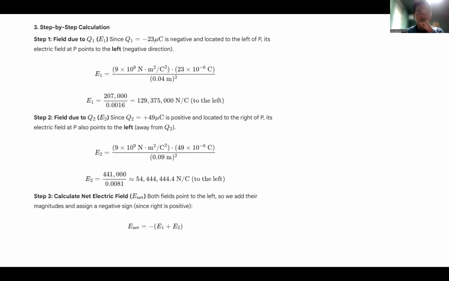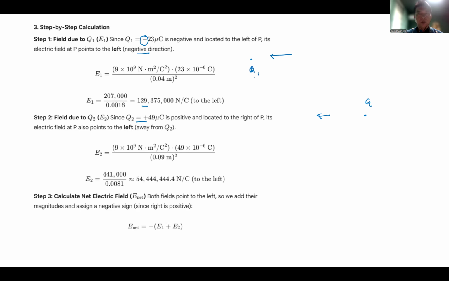And then the field due to Q1: Q1 has a negative charge. So that means the field is going in this direction, okay, the negative direction. And if you just plug in the numbers, you will get this one. The field due to Q2, and it is positive, and it is repulsive, so it is also to the left.